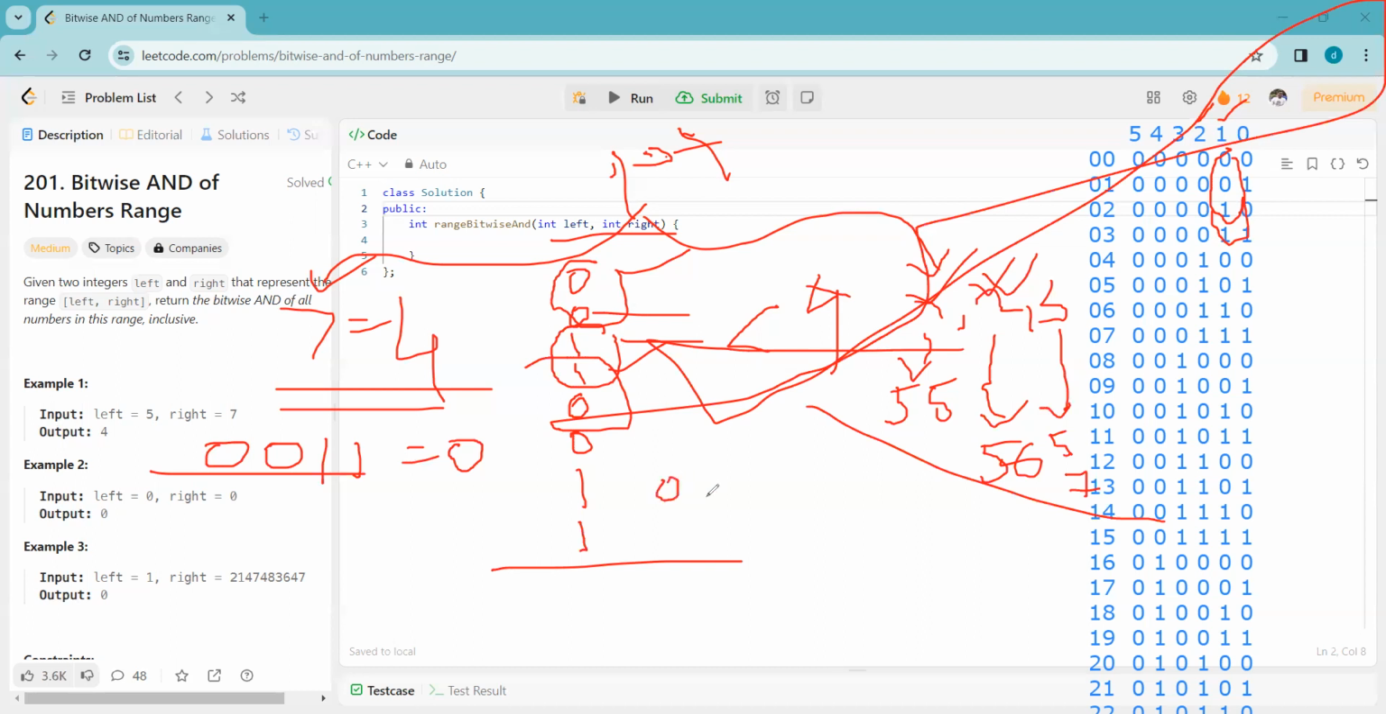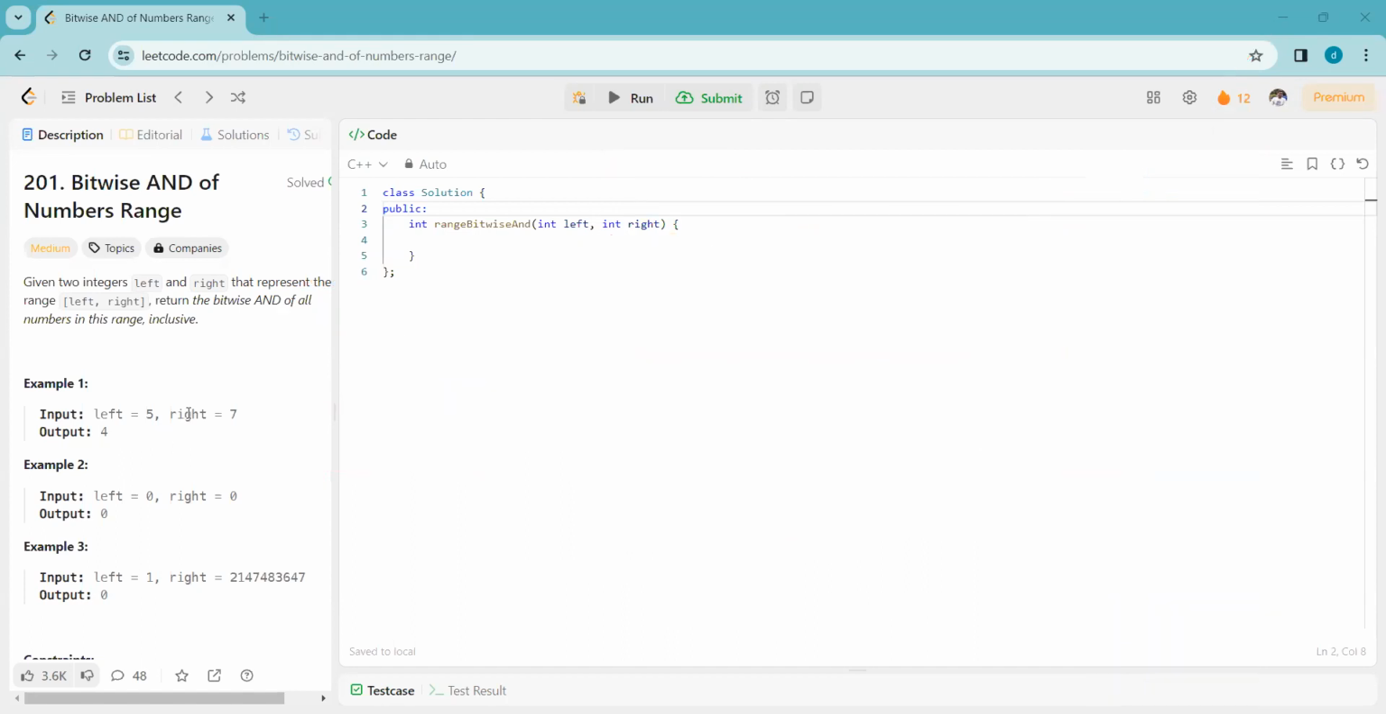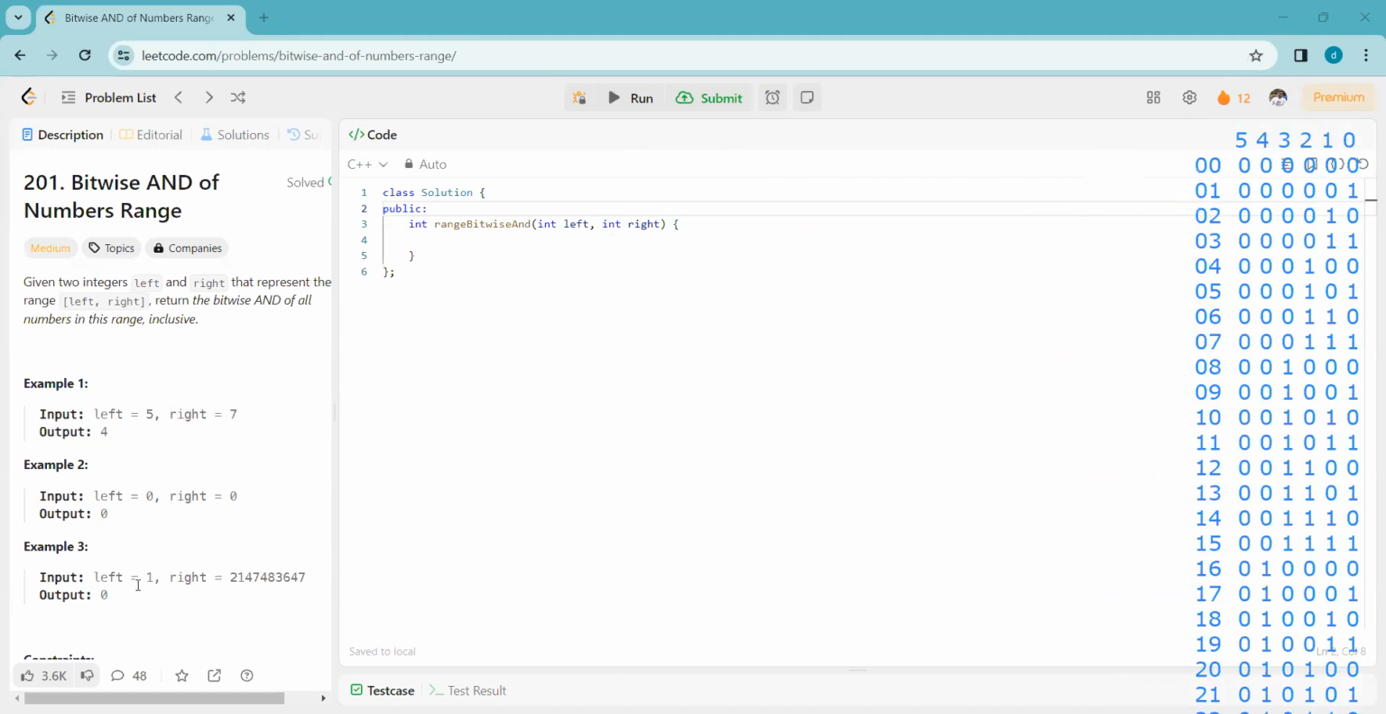So if it contains both zeros, then the value will be 0. If it contains both ones, the value will be 1. If it contains some zeros, some ones, the value will be 0, right? So we will use this concept to solve this question. Let's take an example. Let's take some big example to solve this question.